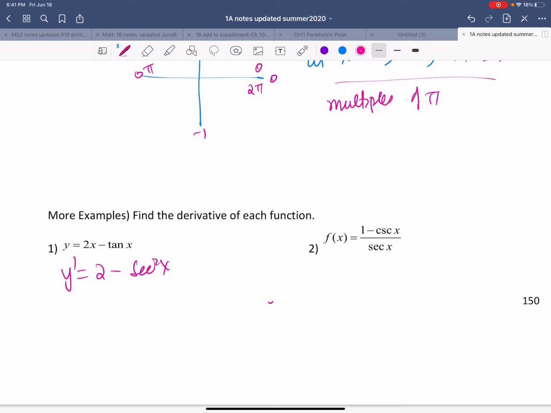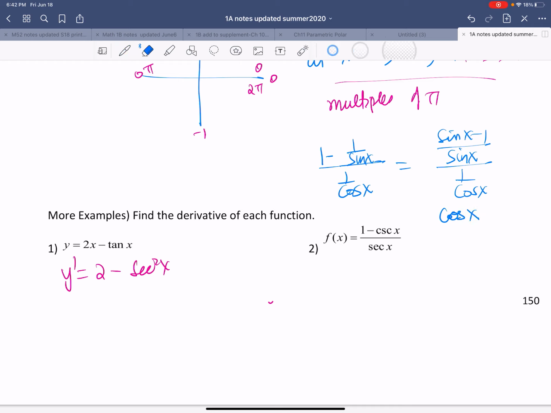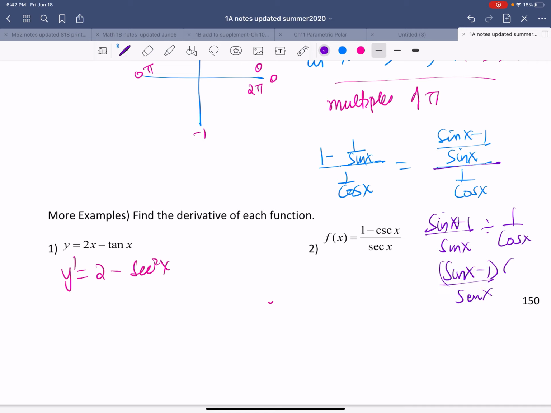You didn't have to do that, but I think it's easier for me to think about in terms of 1 over cosecant x, 1 over cos. 1 over 1 minus sine x, which leaves me with a sine x minus 1 over 1 over cos x. So these are two complex fractions. You can write them instead with a division line in the middle. We can say sine x minus 1 over sine x divided by 1 over cos x. Sine x minus 1 over sine x times cosine x.